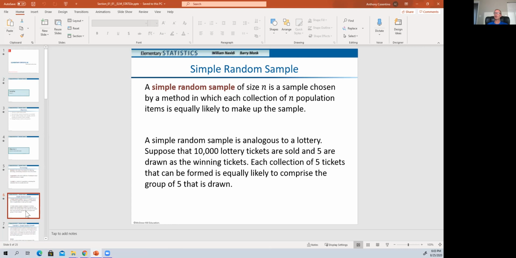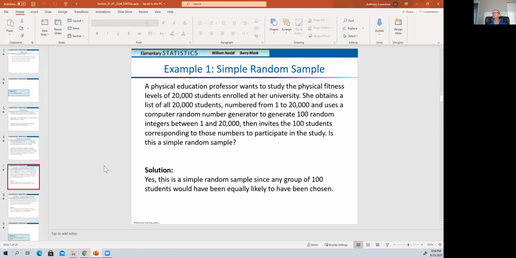But the idea of a random sample is that you would choose a subset of the population, and each one of your choices is randomly selected. And so you can see that the example we have here is that suppose there are 10,000 lottery tickets sold and 5 are drawn as a winning ticket. Each collection of these 5 tickets is equally likely to comprise the group of 5 that is drawn. So that's pretty much random, that you would be able to draw those 5 tickets.